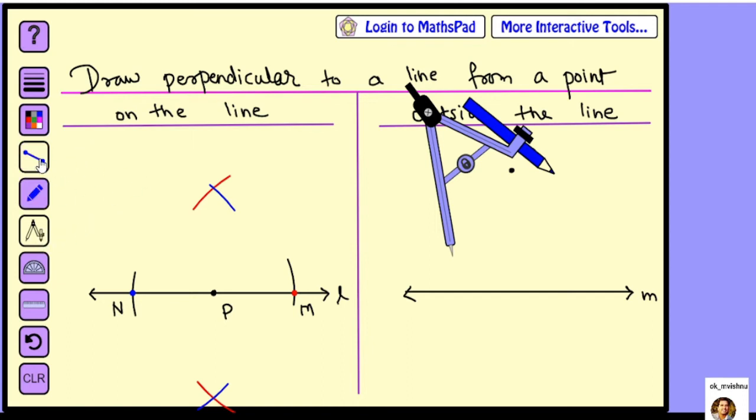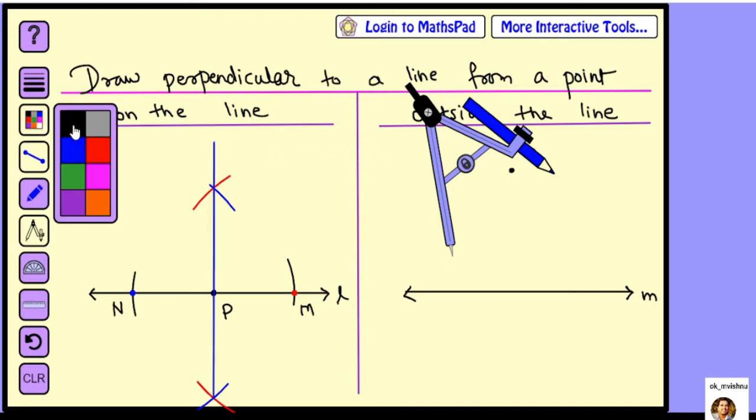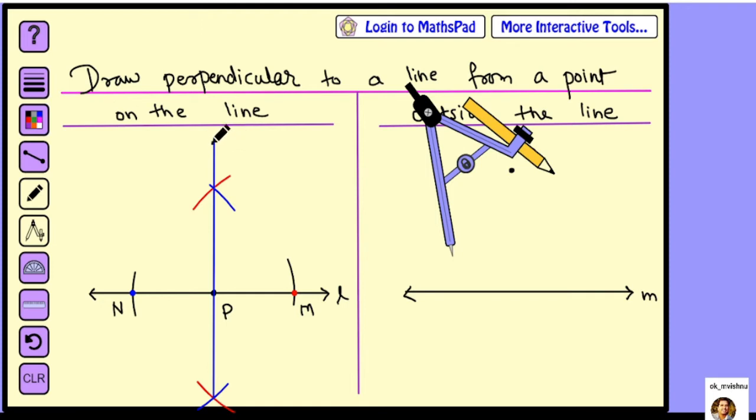Now you have to join this point of intersection. You start from here and draw this perpendicular line. That's it. The construction is over. So this line which you got is perpendicular to the line L.